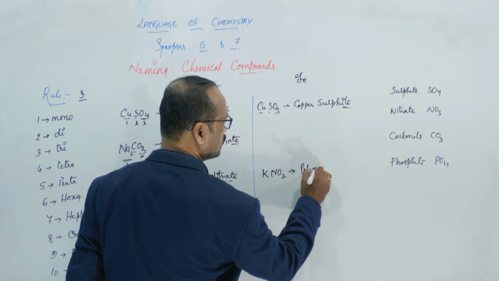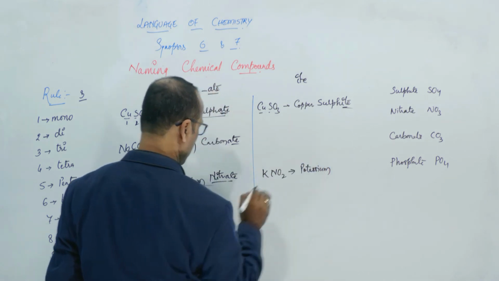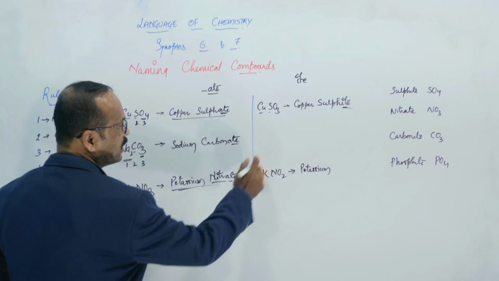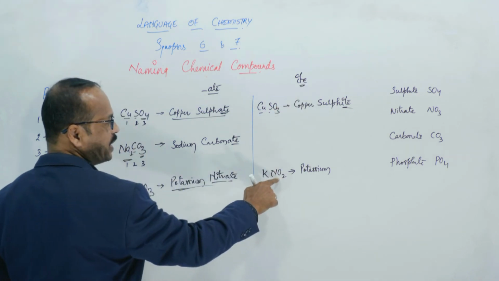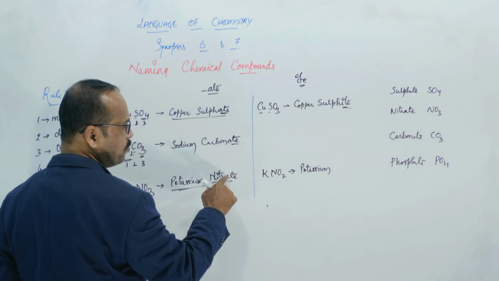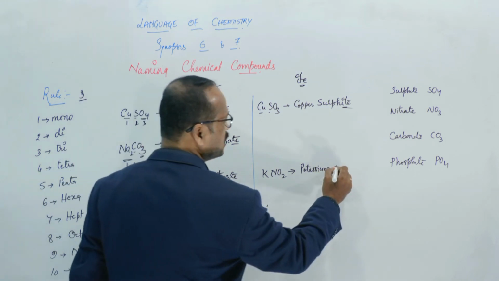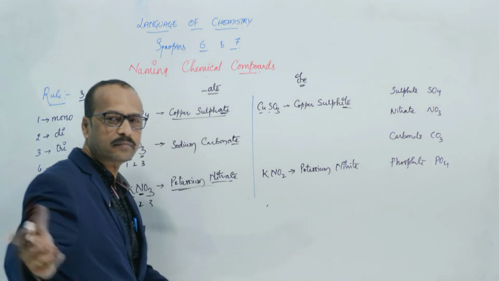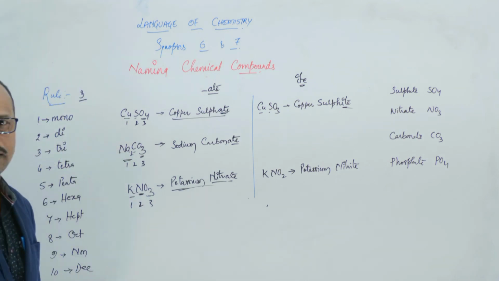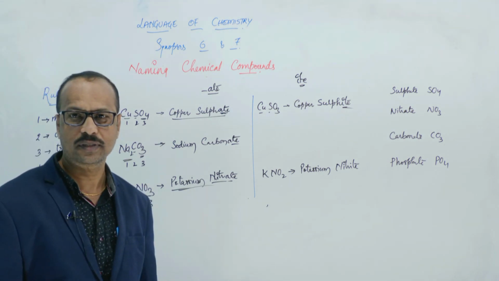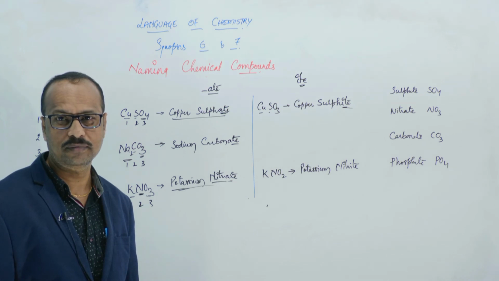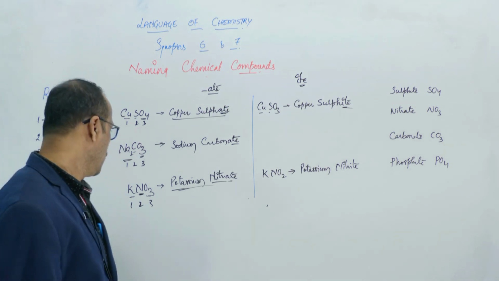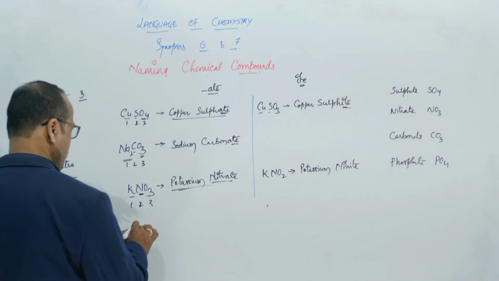Potassium. Okay. Nitrate is there, but it should end with what? Ite, because one oxygen is less. So just you replace this A with I. So this becomes what? Nitrite. Is this clear to you? Any doubt in this one? No. Okay.